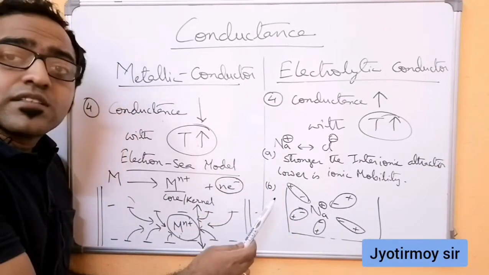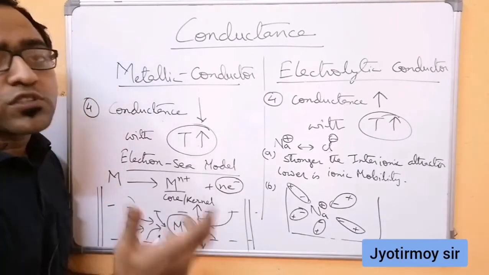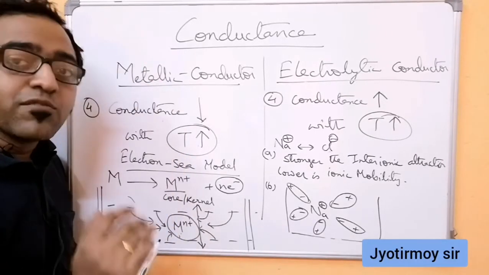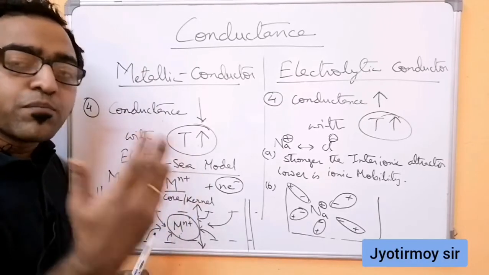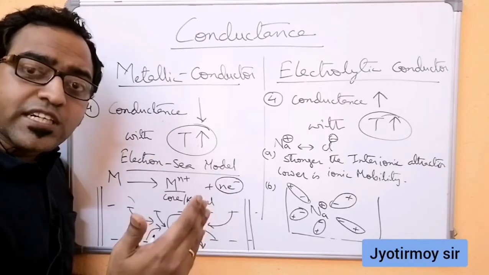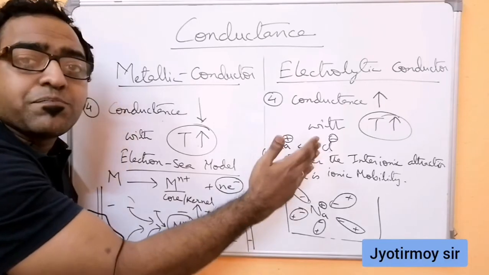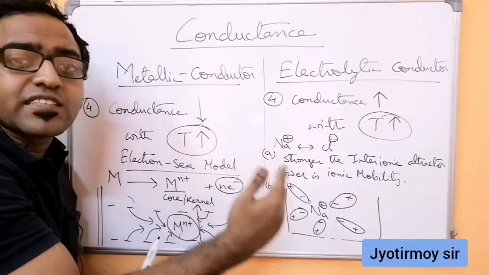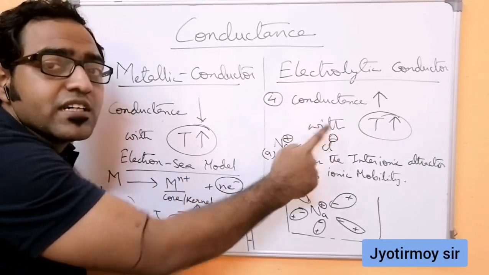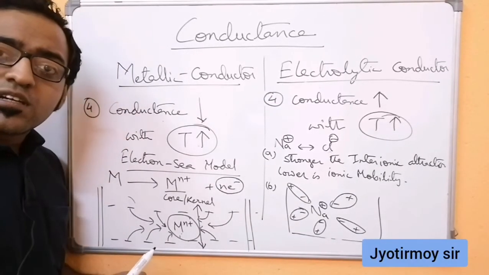Second, the solvent-solvent attraction. We all know with rise in temperature, the viscosity of the solvent decreases because the hydrogen bonds start breaking. The more hydrogen bonds break, the more the viscosity of the solvent decreases. As the viscosity decreases, the ionic mobility increases. So once again, with rise in temperature, the mobility increases, conductance increases. So conductance of electrolytic solution increases with rise in temperature. Hope all of you understood this.